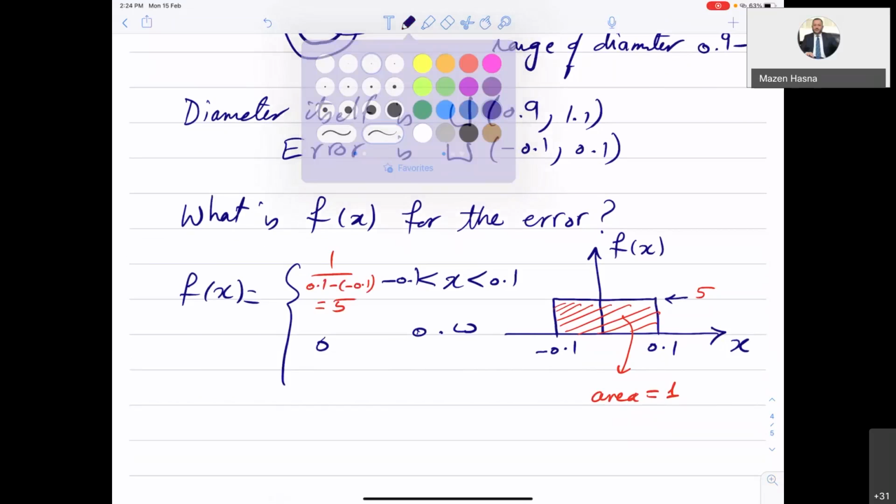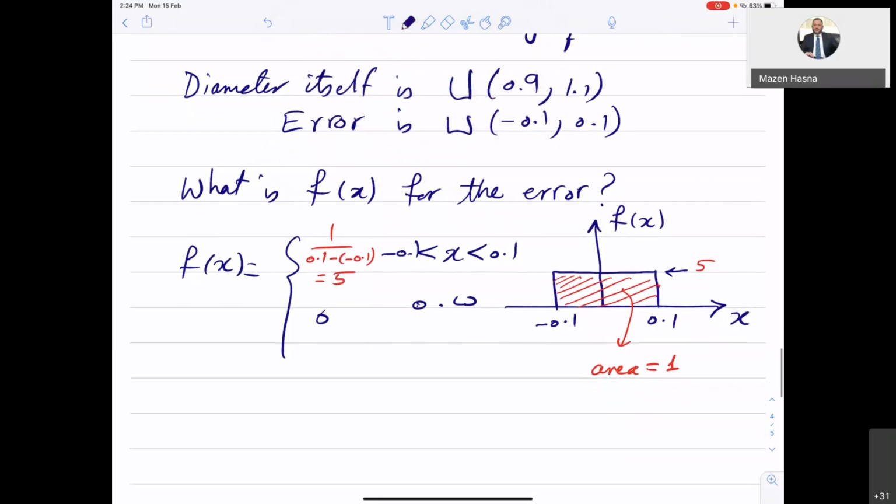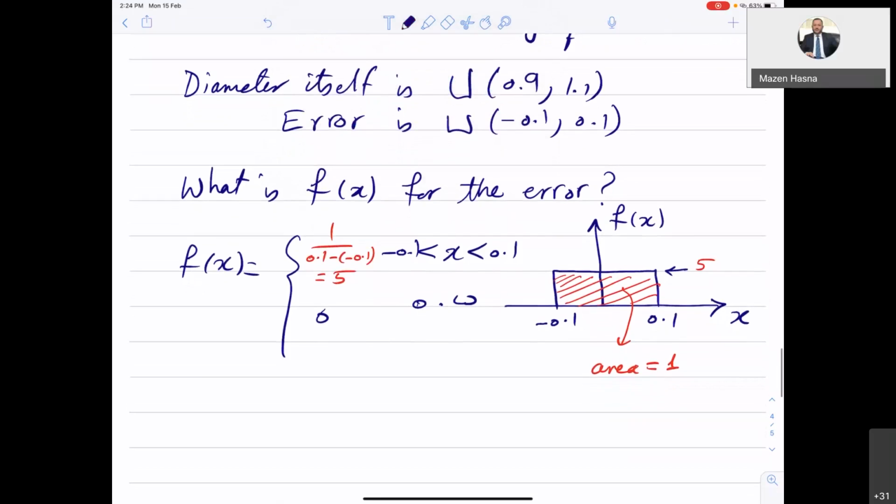Don't tell me that this is greater than 1. I see some of you are scared because it's greater than 1. In continuous distributions, we said the value of f of x is okay to be greater than 1. What matters is the area. Any area cannot be greater than 1. The value of f of x can be greater than 1.